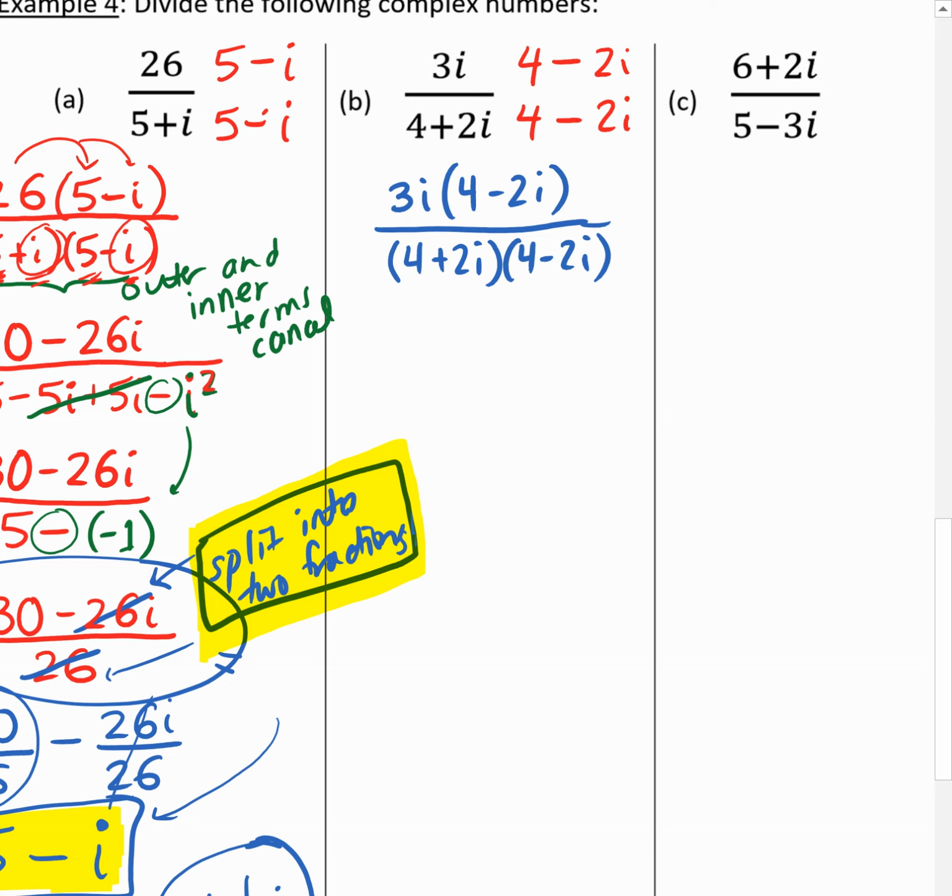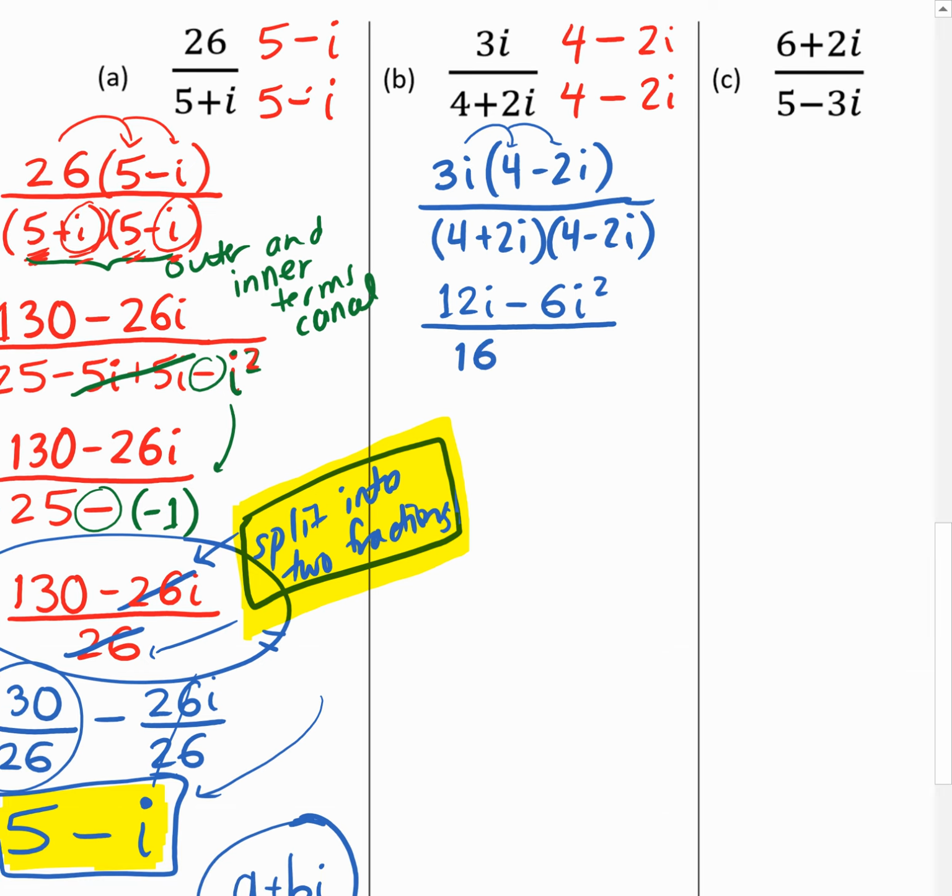All right, in the numerator, let me distribute that 3i there. 3i times 4 is 12i. 3i times negative 2i is negative 6i squared. In the denominator, this time I'm going to be really clever. Because I remember I'm multiplying conjugates. The outer and the inner are going to cancel. I'm just going to do first times first. 4 times 4, that's 16. And then last times last, 2i times negative 2i is negative 4i squared. Because the outer, if I do 4 times negative 2i, and then the inner, 2i times 4, that's a negative 8i and an 8i, and they're going to cancel anyway, so why even bother?